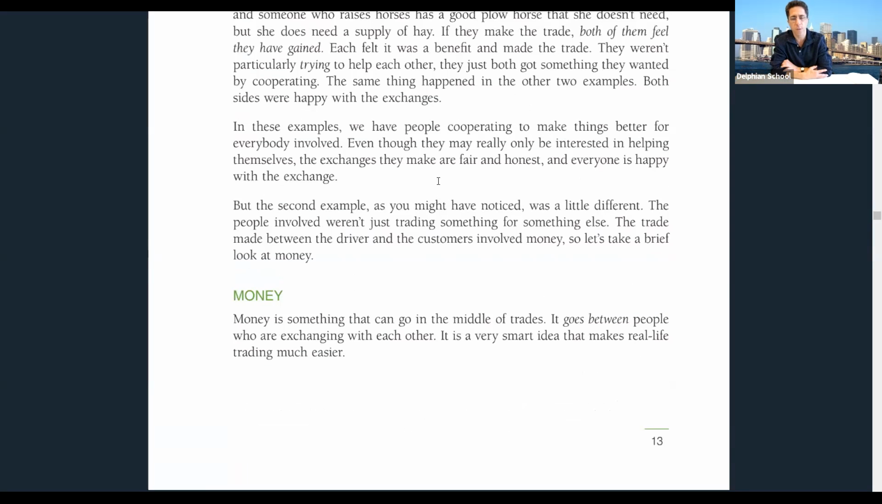In these examples, we have people cooperating to make things better for everybody involved. Even though they may really only be interested in helping themselves, the exchanges they make are fair and honest, and everyone is happy with the exchange. But the second example, as you might have noticed, was a little different. The people involved weren't just trading something for something else. The trade made between the driver and the customers involved money. So let's take a brief look at money.